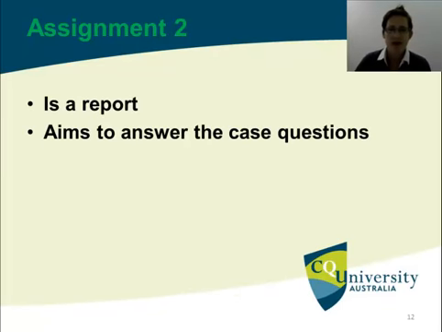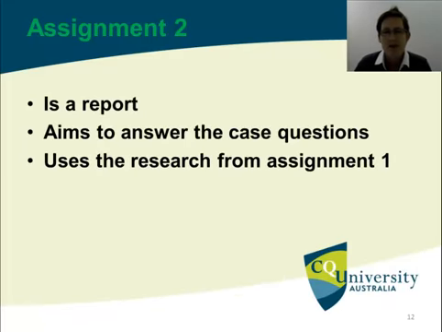As we said, assignment 1 is finding information that can solve the case study questions, whereas assignment 2 is trying to answer those case study questions. Assignment 2 may use the research from assignment 1, but it will be using even more research. You may find that one journal article you sourced can answer many questions. That's fine. However, it might also be the case that you need many journal articles to answer one question or one aspect of the case.